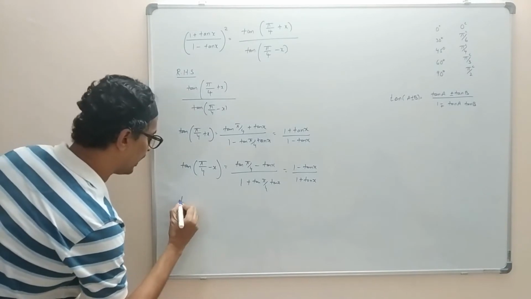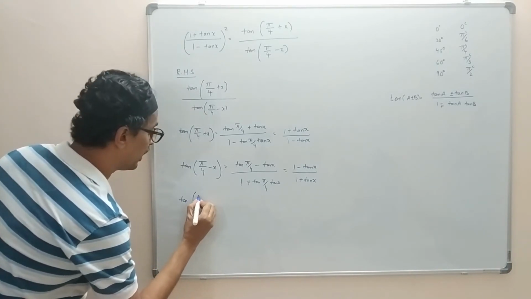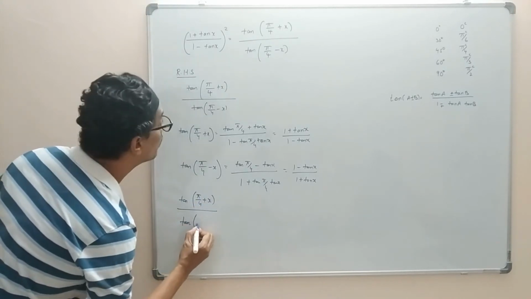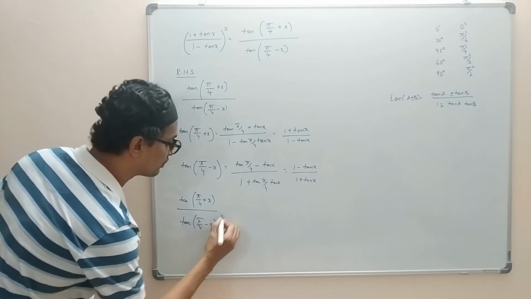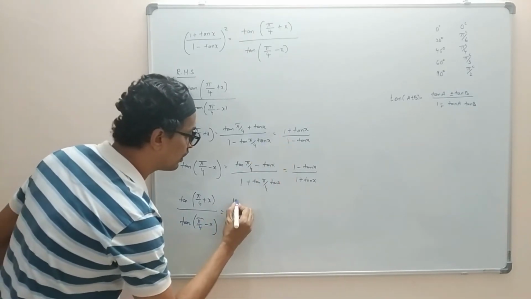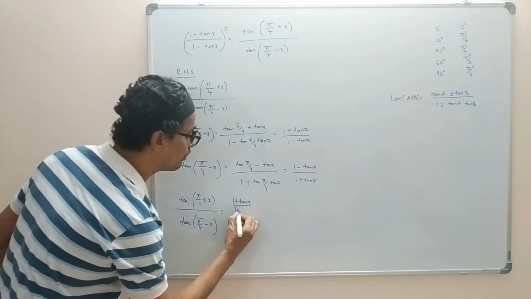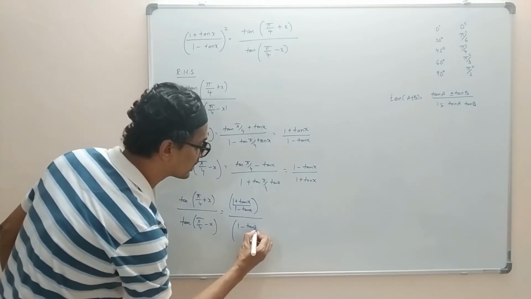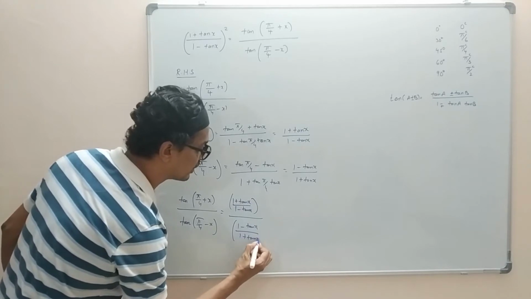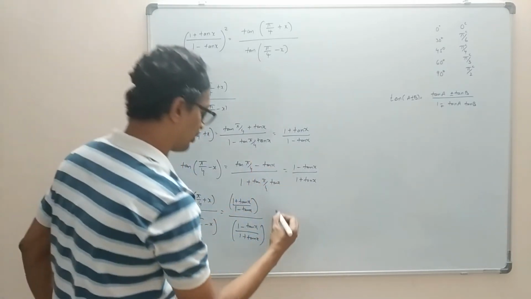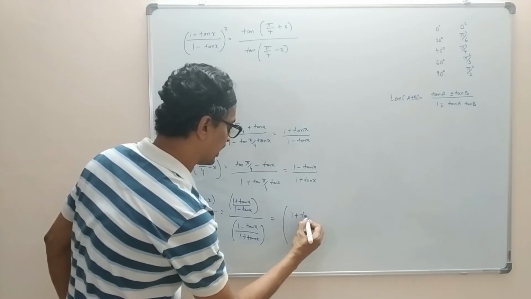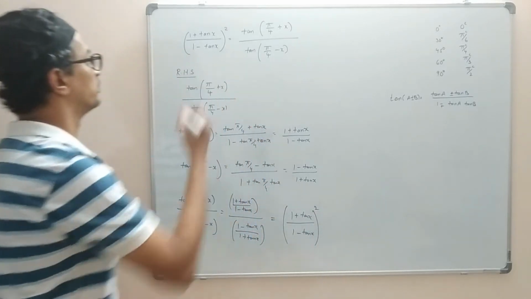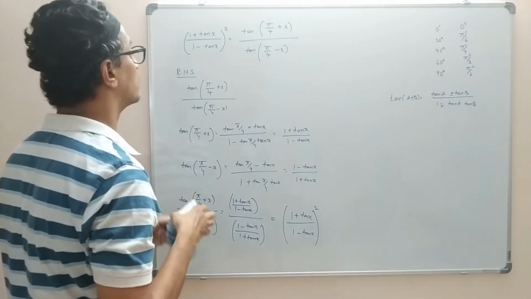Therefore tan(pi by 4 plus x) divided by tan(pi by 4 minus x) will be equal to (1 plus tan x divided by 1 minus tan x) upon (1 minus tan x divided by 1 plus tan x). When you take the reciprocal of it, what are you going to get? 1 plus tan x divided by 1 minus tan x whole square. Hence proved. Okay, so this is simpler.